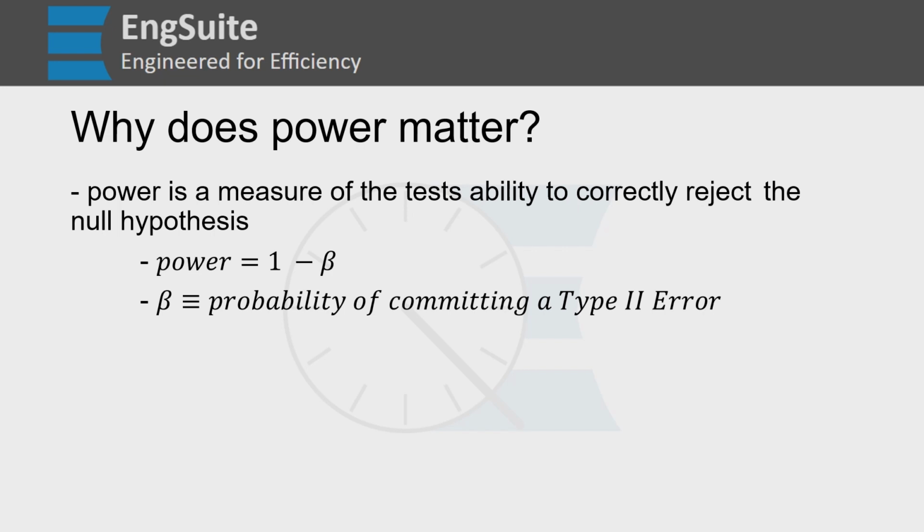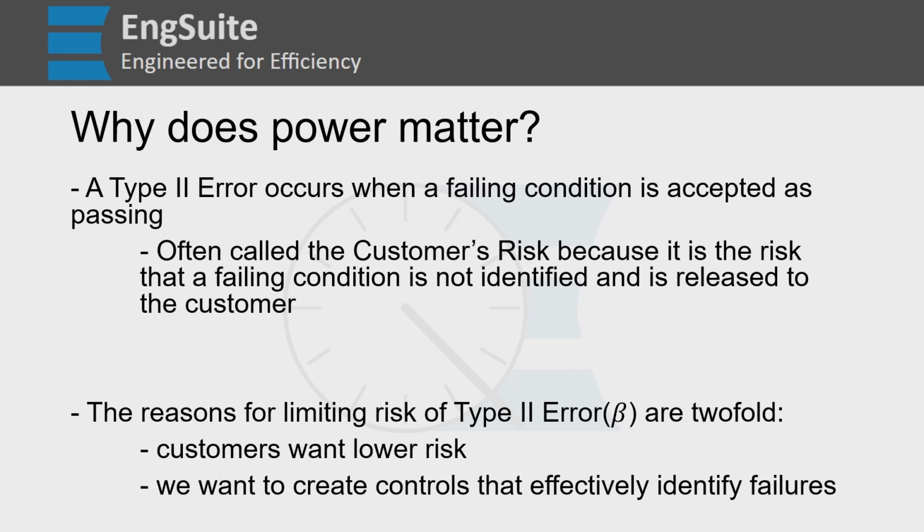Type 2 error, again, is failing to reject the null hypothesis when it should be rejected. I shouldn't say accepting the null hypothesis. Type 2 errors occur when a failing condition is accepted as passing. So it's often called the customer's risk, because it's the risk that a failing condition is not identified and is released to the customer. The reasons for limiting the risk of type 2 error are twofold: customers want lower risk, and we want controls that effectively identify failures.